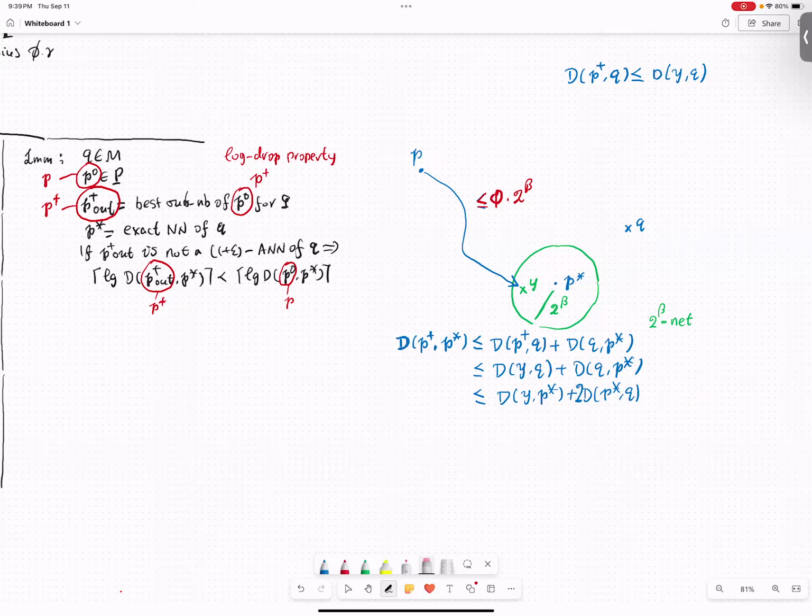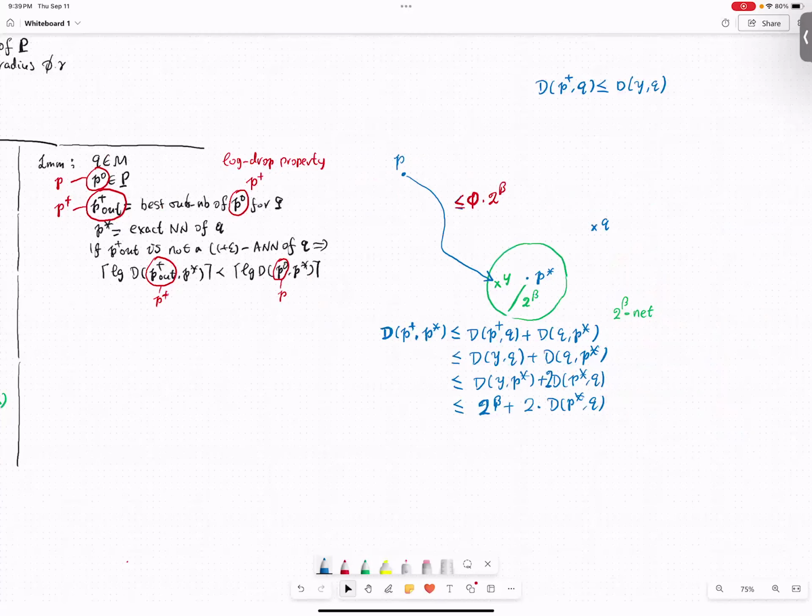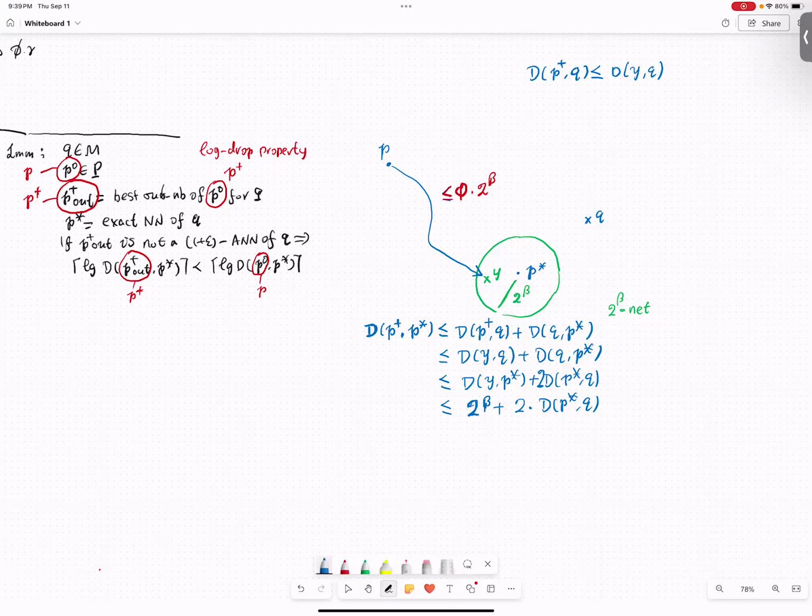So on the one hand, I can have this inequality. Actually, let's do one more step because I can change this to the power of beta, okay, plus 2 times d p star q, right? So as you can see, if I can manage to find a y and also this beta as I hoped, then this inequality will hold, right? So this is the first thing that will be useful.